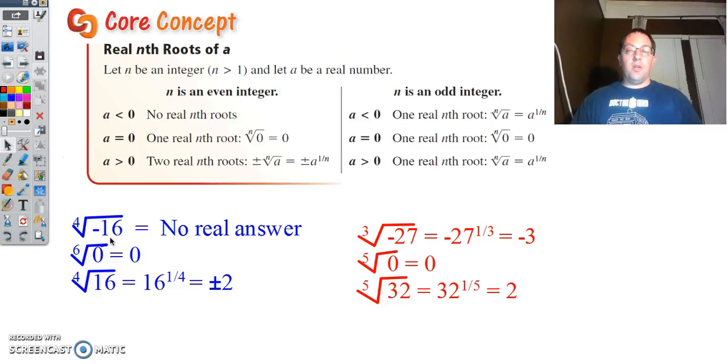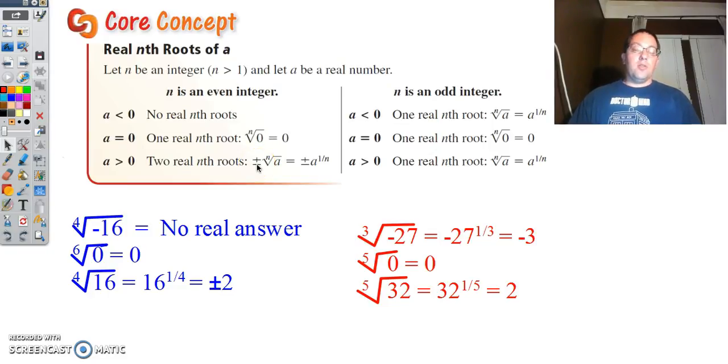Now, if a equals 0, the 6th root of 0 is 0. The only thing you multiply together to get 0 is 0. So that's it. It doesn't matter if it's 6th, 8th, 10th. Any root of 0 is 0. All right. The 4th root of 16 is if a is positive. If a is positive, you're going to get two answers. You're going to get a positive and a negative root.